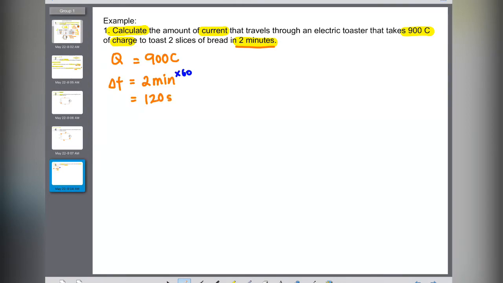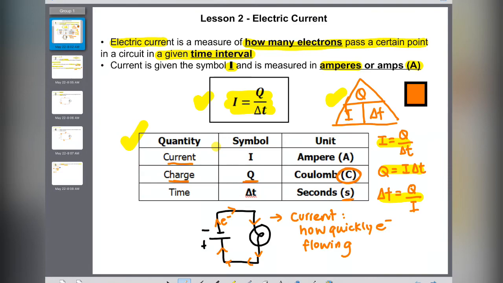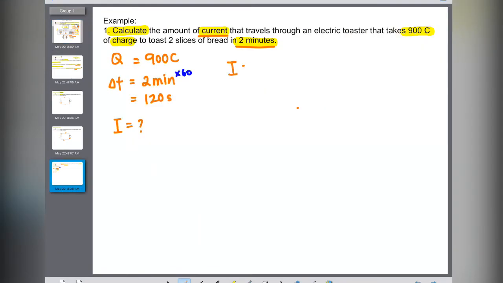And they would like you to calculate what is current. So current is I. If you don't know it, go back to this chart. Current is I, I'm looking for I. So the equation for I is Q divided by t. It matters how you rearrange your equation, depending on what you're looking for. So I'm looking for I equals Q over t.